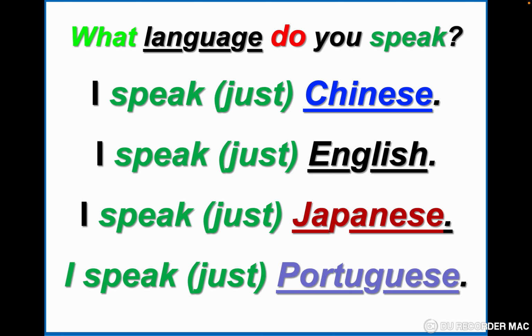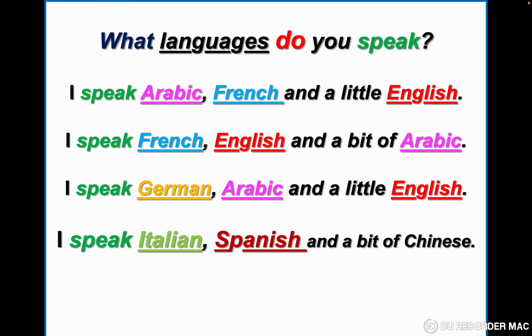Let's see the plural form. In this slide we have many languages. What languages do you speak? In this question, we can answer with two languages or more. For example, you can say, I speak Arabic and French. So two languages. Or you can say, I speak Arabic, French, and a little English. So let's repeat the question. What languages do you speak? I speak Arabic, French, and a little English.